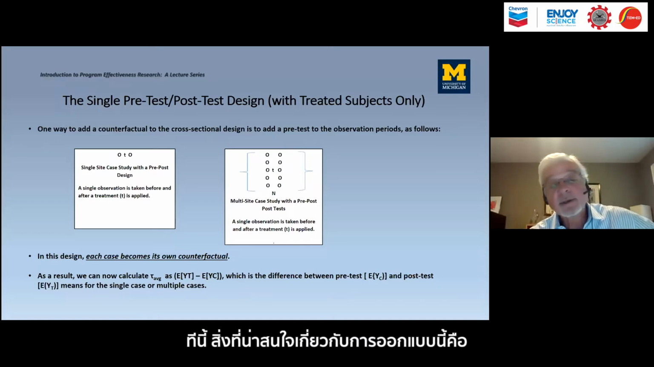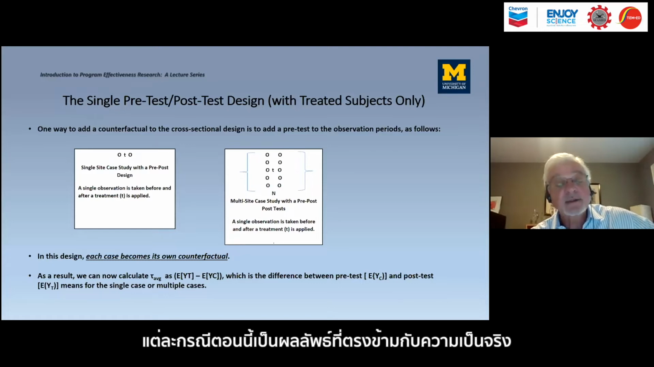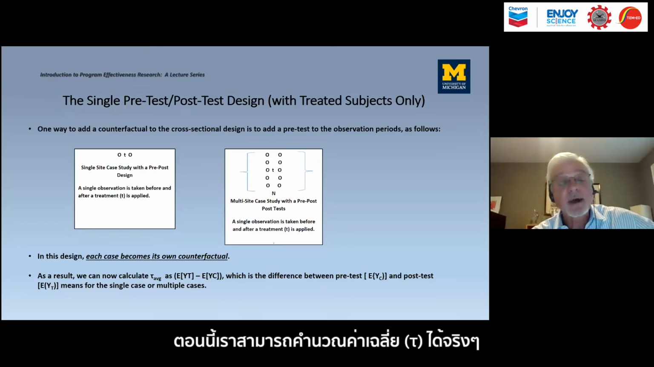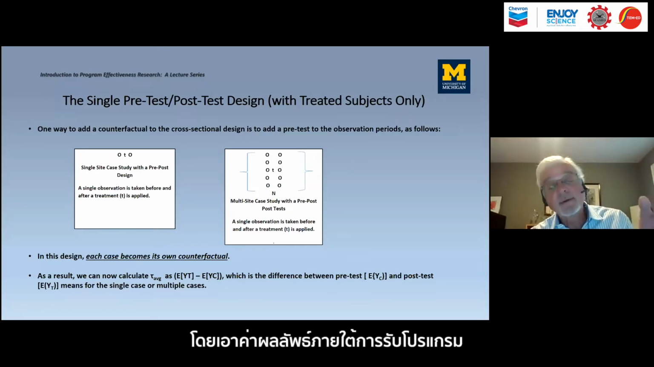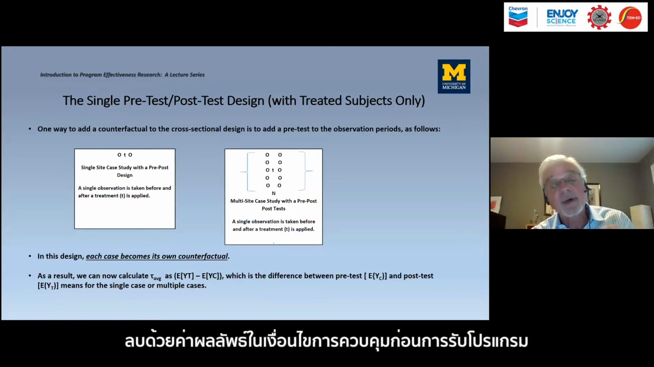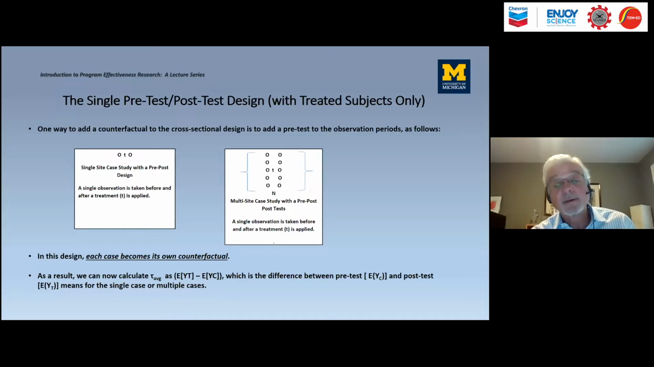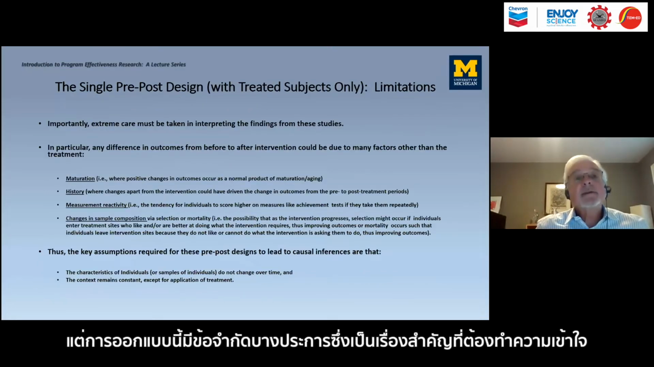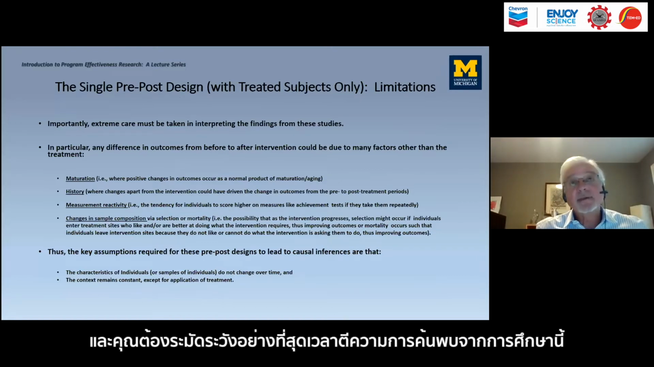Now, what's interesting about this design is each case is now its own counterfactual. And because we have this counterfactual, we can now actually calculate tau average as the value of the outcome under treatment minus the value of the outcome in the control condition prior to treatment. So now we have each unit serving as its own counterfactual. But this design has certain limitations which are important to understand, and you need to take extreme care when you interpret findings from these studies.